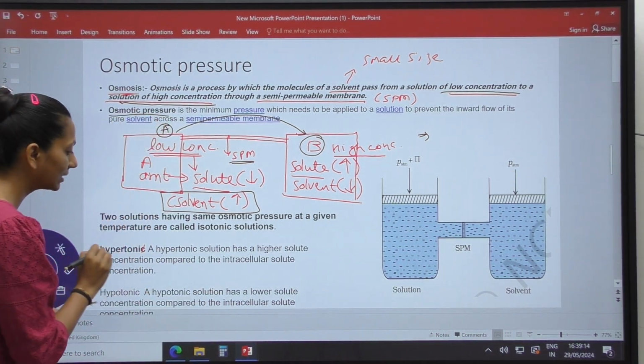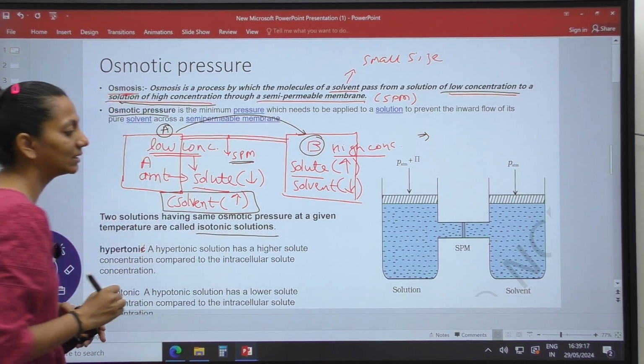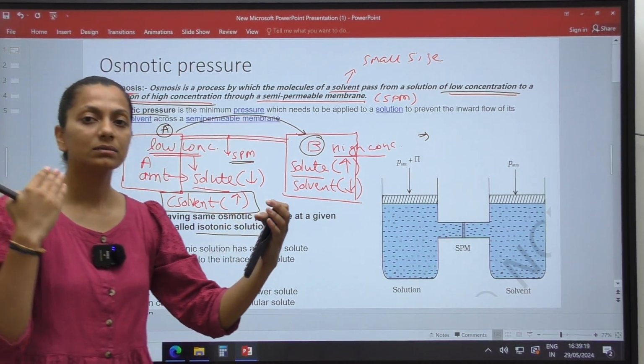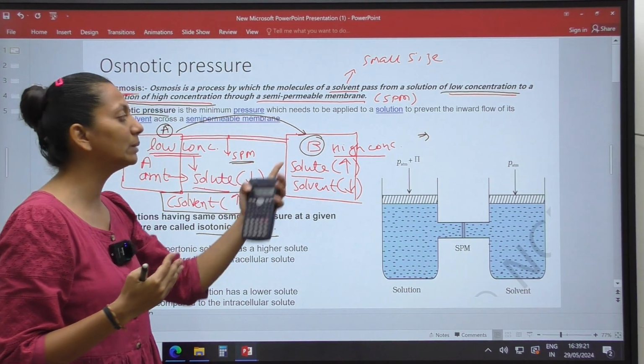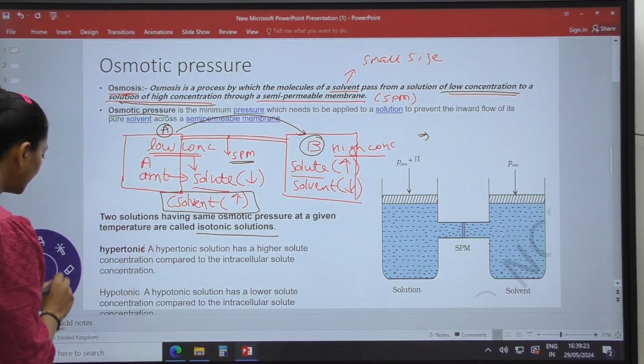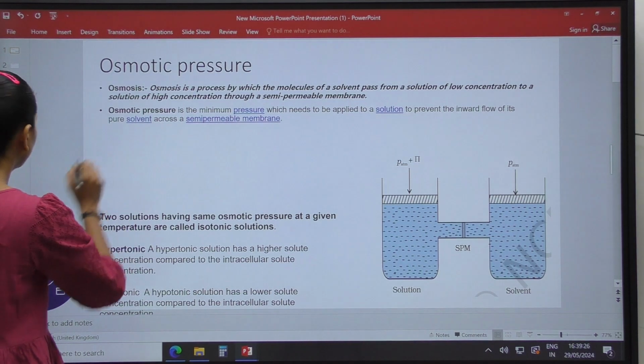We will study the isotonic solution. At that time you will get to know why the solvent molecules pass through the semi-permeable membrane. Next to this, we have the osmotic pressure.